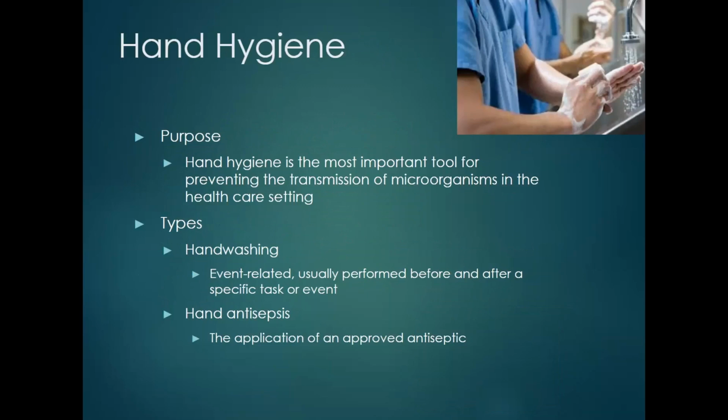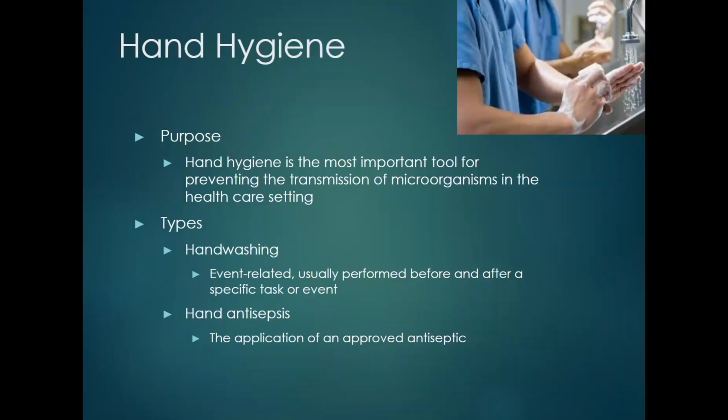Hand hygiene. The purpose of hand hygiene, this is the most important tool for preventing the transmission of microorganisms in the healthcare setting. There's a couple of types. So there's hand washing, which is event related. Usually we perform a hand wash before and after patients or a specific task or event. And hand antisepsis, this is the application of an approved hand antiseptic, which is also available to you at the scrub sinks. So if they're not visibly dirty, you can use hand antisepsis.